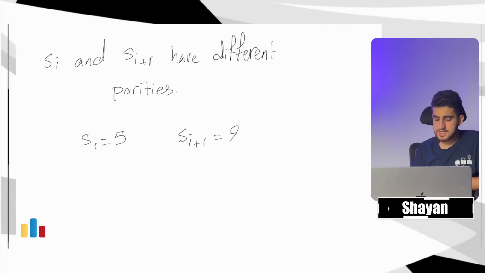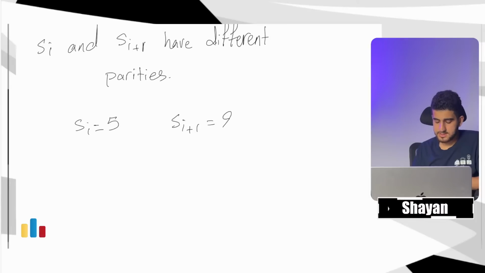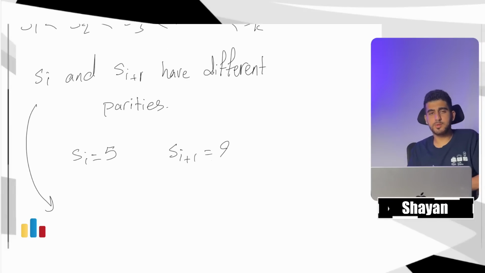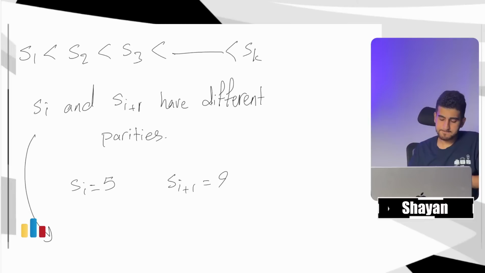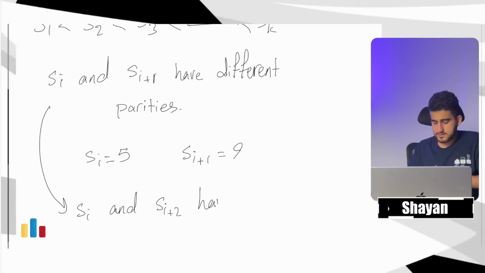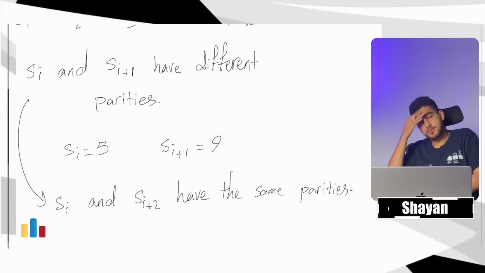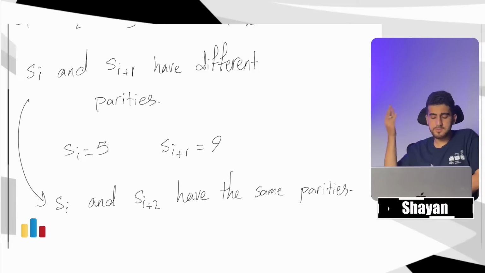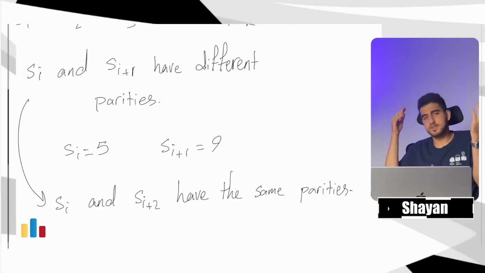So the point is that when Si and Si plus 1 have different parities, we can say that Si and S sub I plus 2 have the same parities, because both of them have different parities from S sub I plus 1.